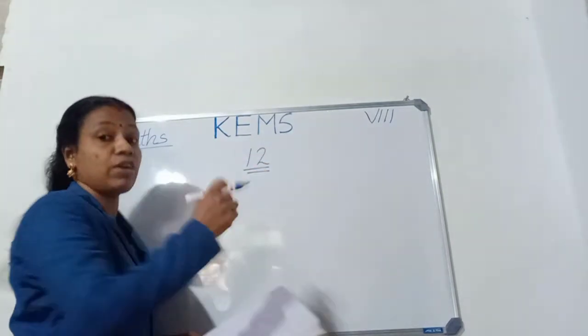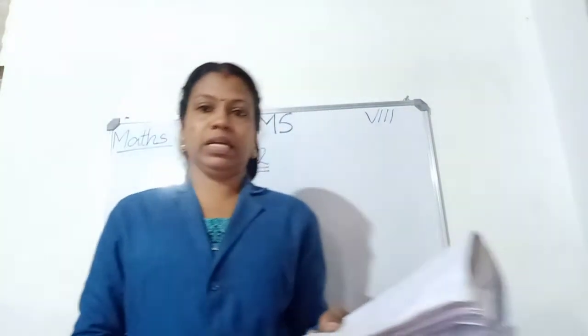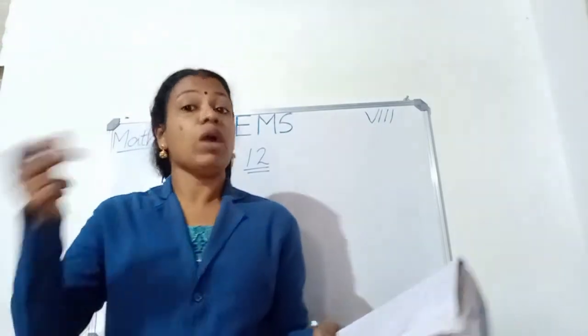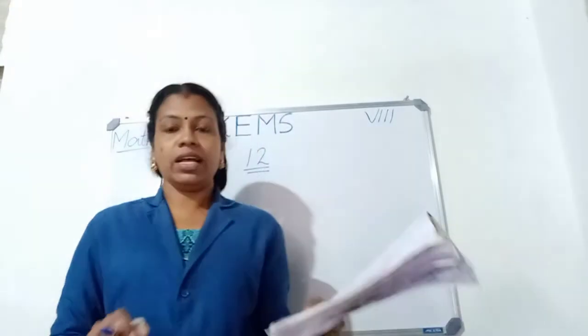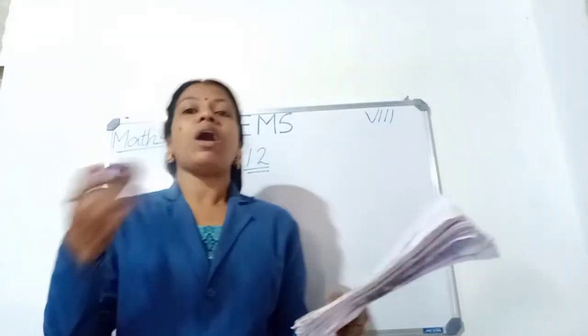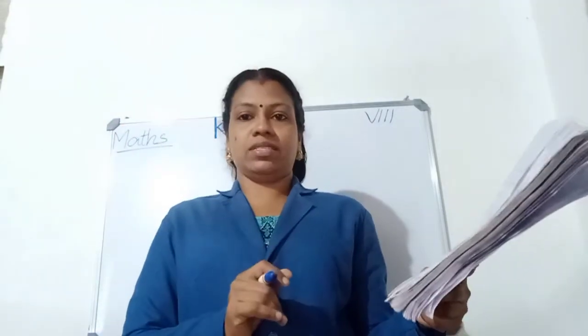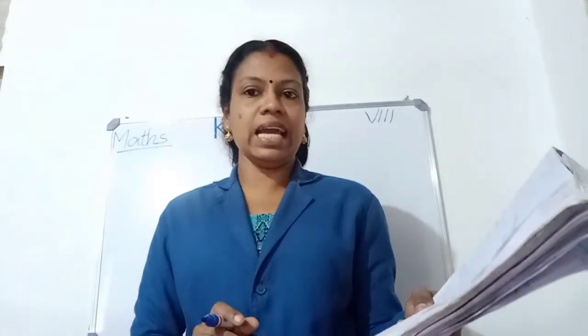Here 12 is one of the numbers. One of the members. It is not m. It is one of the members. In those three numbers, this is one of the members. You have to find the other two members. Now, is the question clear?